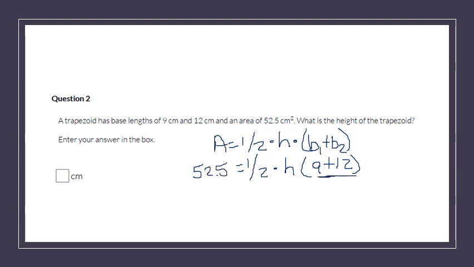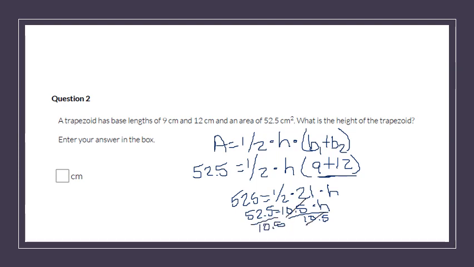Okay, so I'm going to combine these two and get 21. I'm going to move the h to this side just so it's a little bit easier to look at. And I'm going to multiply 21 times 1/2 and get 10.5. And then divide both sides by 10.5. When I divide, I do get that the height is 5 centimeters.